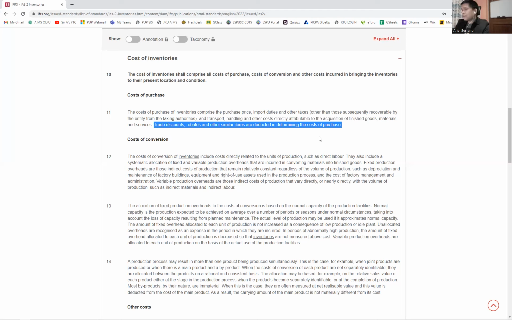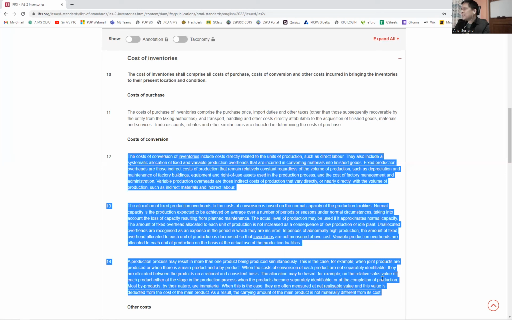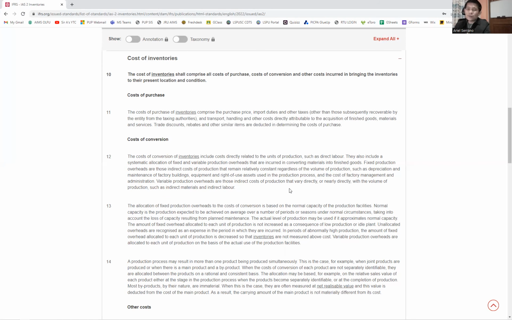Pagdating naman sa cost of conversion, eto, no, hindi ko na ito babasahin word for word, statement by statement, sentence by sentence, paragraph by paragraph. Ang tinutukoy lang po natin dito is your cost of conversion. Ano ba yung conversion cost? Eh di syempre, yun yung ating materials, no?